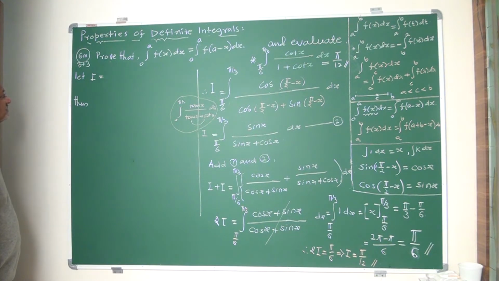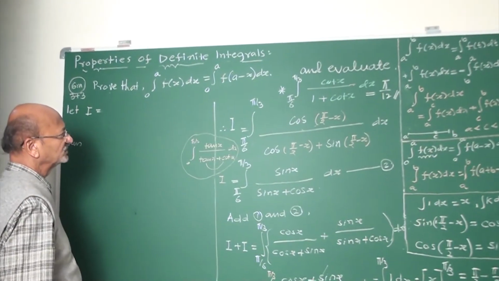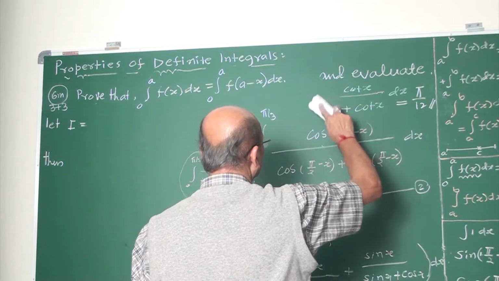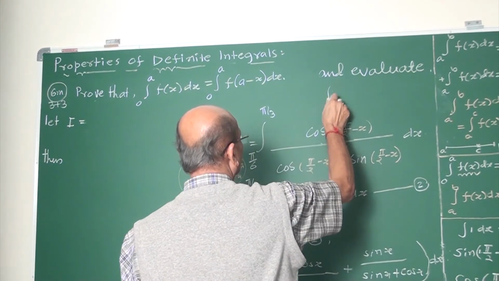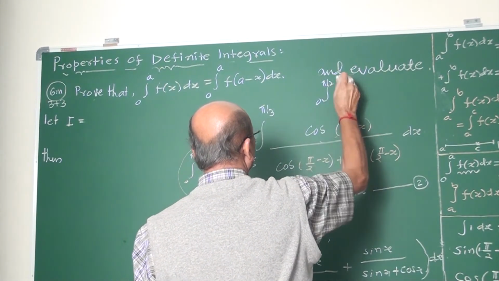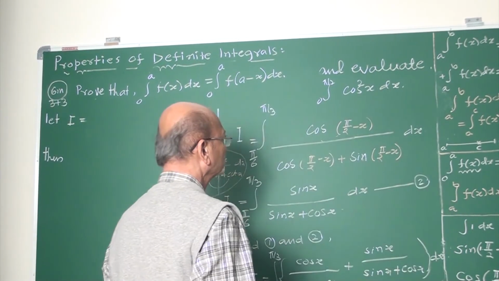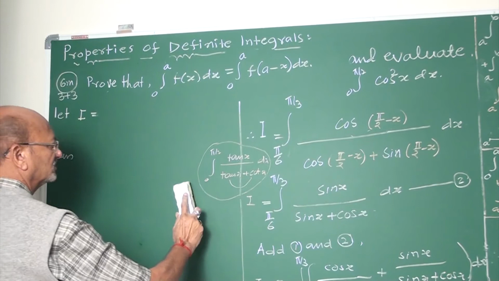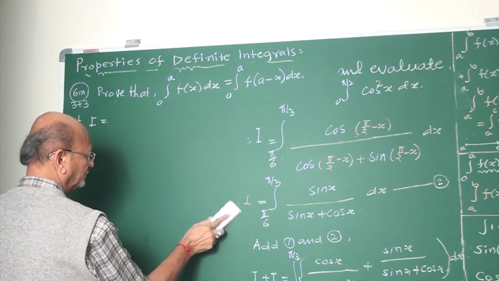Yes, friends. Our next example is: prove that integral 0 to a f(x) dx equals integral 0 to a f(a minus x) dx, and evaluate integral 0 to pi by 2 of cos square x dx. Now I do it a little differently. Yes, my friend. Same thing.